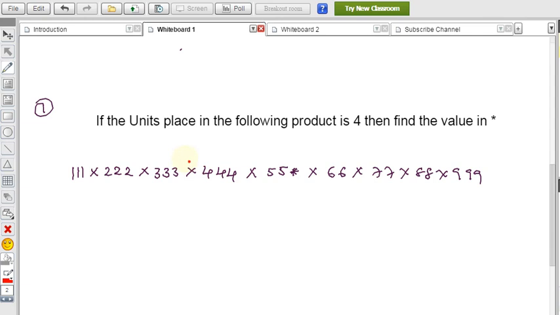So we should take the same concept. We'll take only the units place. So where is the star symbol? That number, don't consider. You take the remaining numbers first.